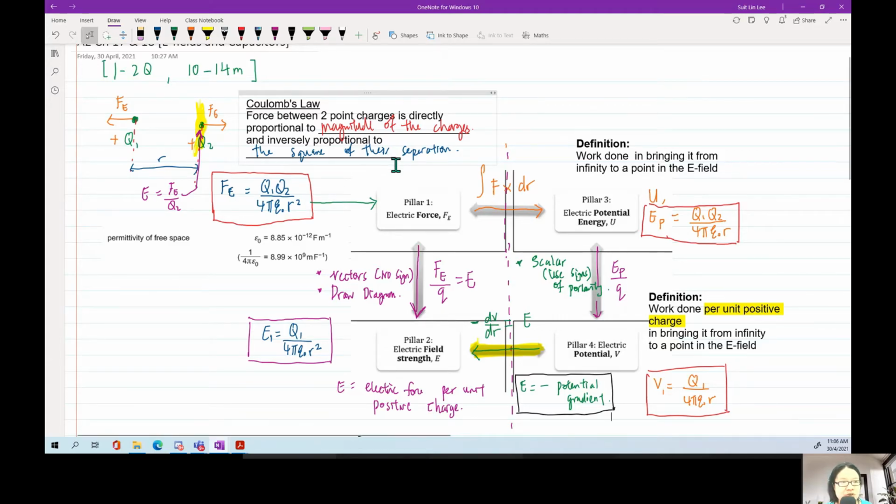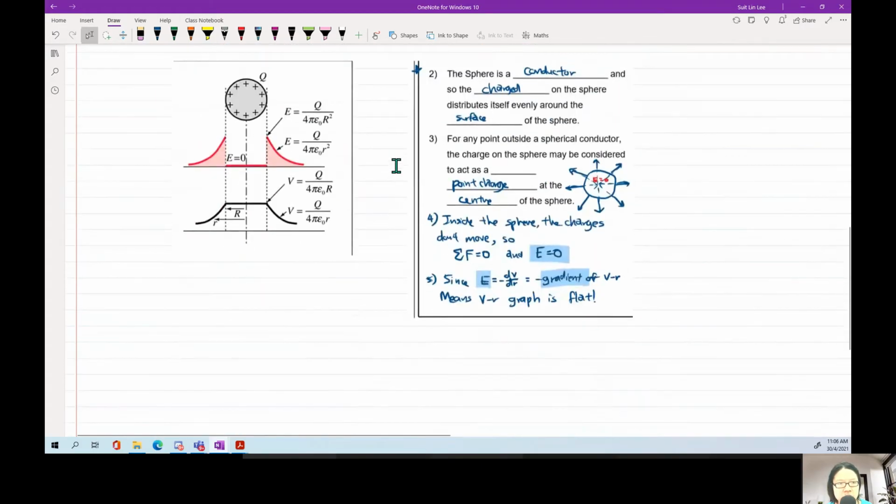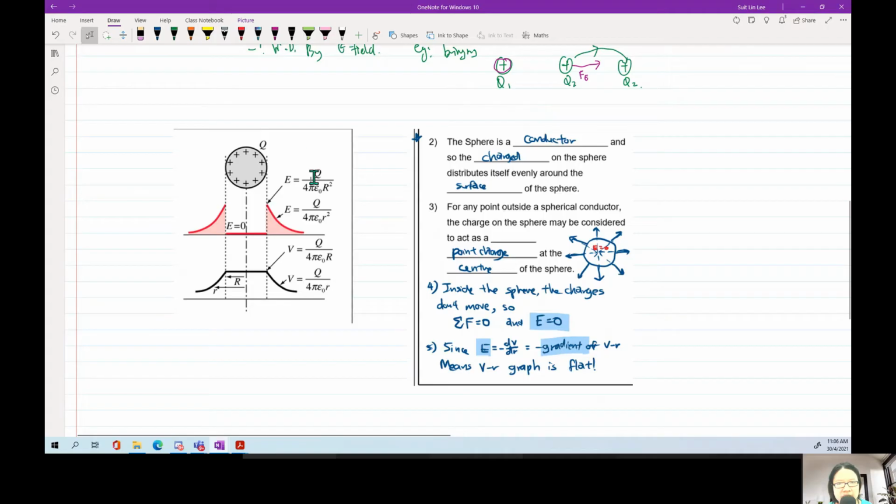Okay, so that's it. Some sidebar explanation would be to explain what happens inside a metal sphere. Inside a metal sphere or any charged conductor, because these charges don't like each other, they will distribute themselves evenly around the surface of the sphere. So this is the first point. They will ask you why the electric field inside is zero. Well, point number one, the sphere is a conductor, so the charges can go anywhere they want within the sphere.